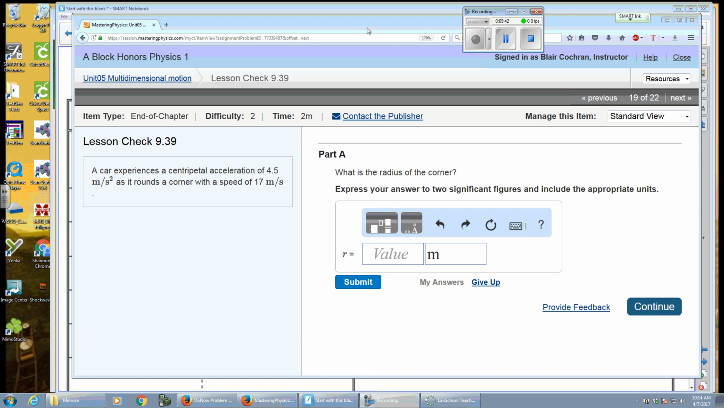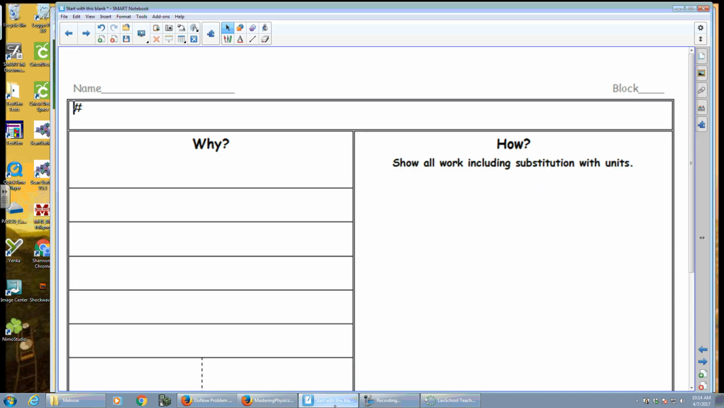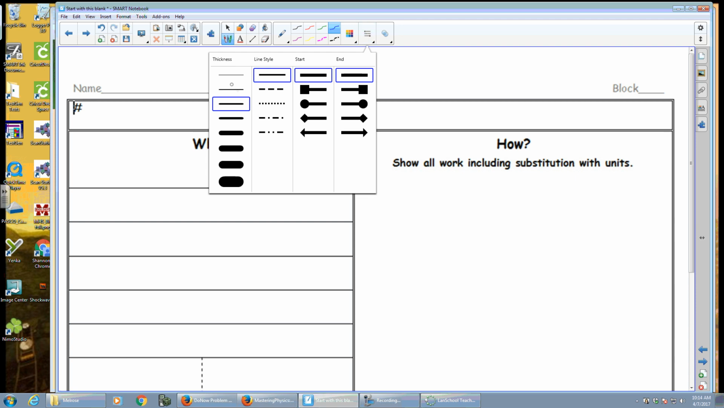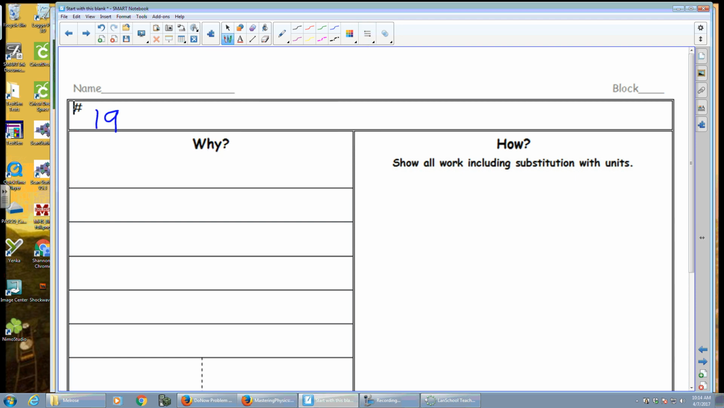Alright, here we go. Number 19. A car experiences this acceleration as it rounds a corner at a speed of this. If it's centripetal acceleration, I know it's only changing the object's direction, right? If it's not centripetal acceleration, then it might be changing its speed too. So this is one you could do some words on, or you would do almost all words. You might do a little diagram. I'm not going to.